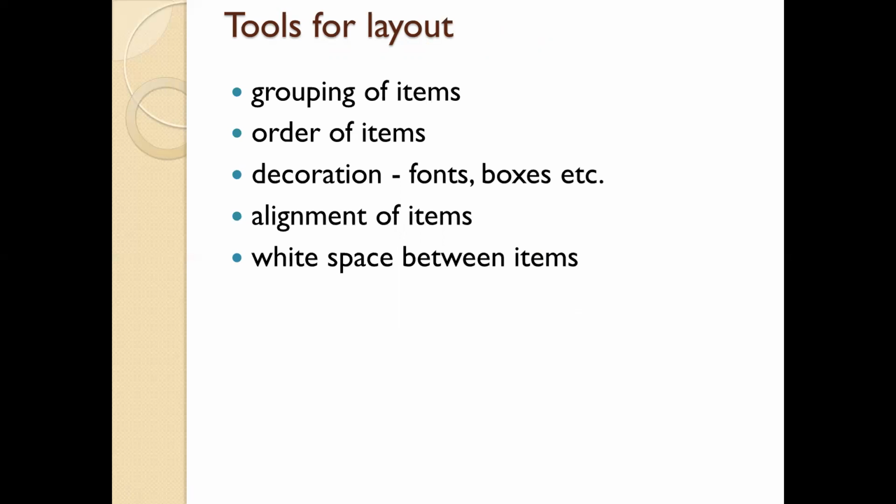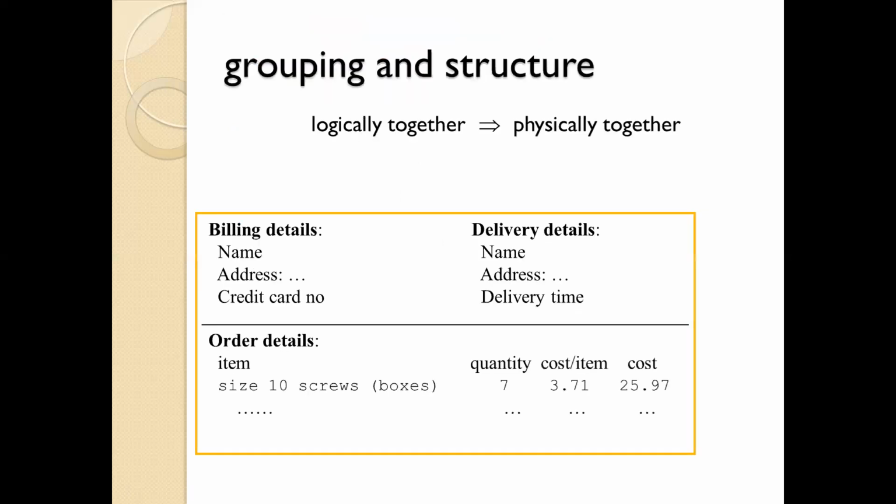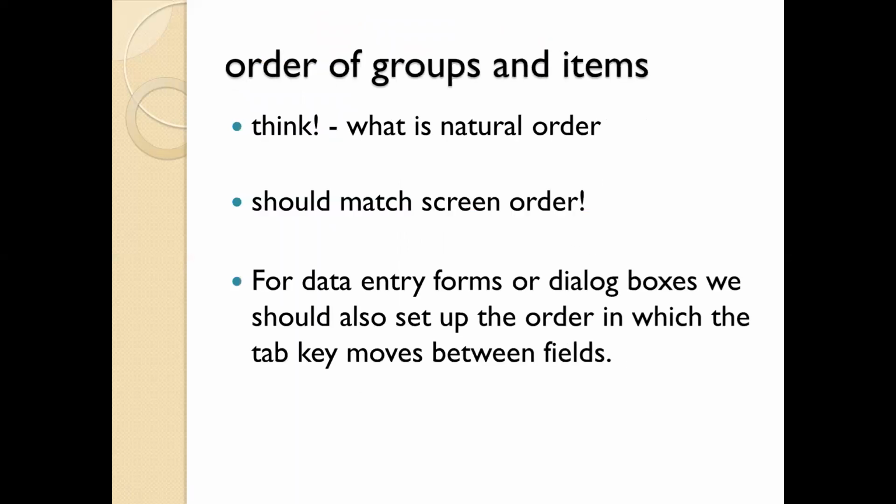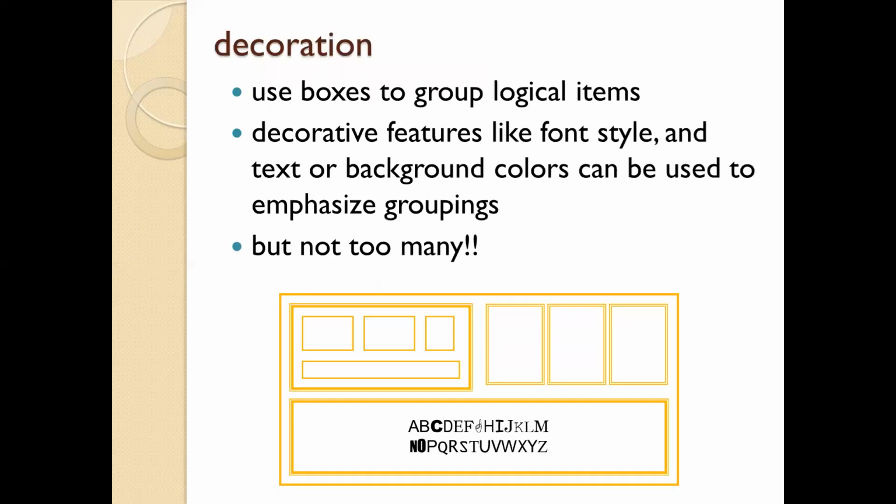Alignment of items, white space between them. Grouping and structure: logically together, physically together. Billing details: order of groups and items. Think what is the natural order; it should match the screen order. For data entry forms or dialog boxes, we should also set up the order in which the tab key moves between the fields.